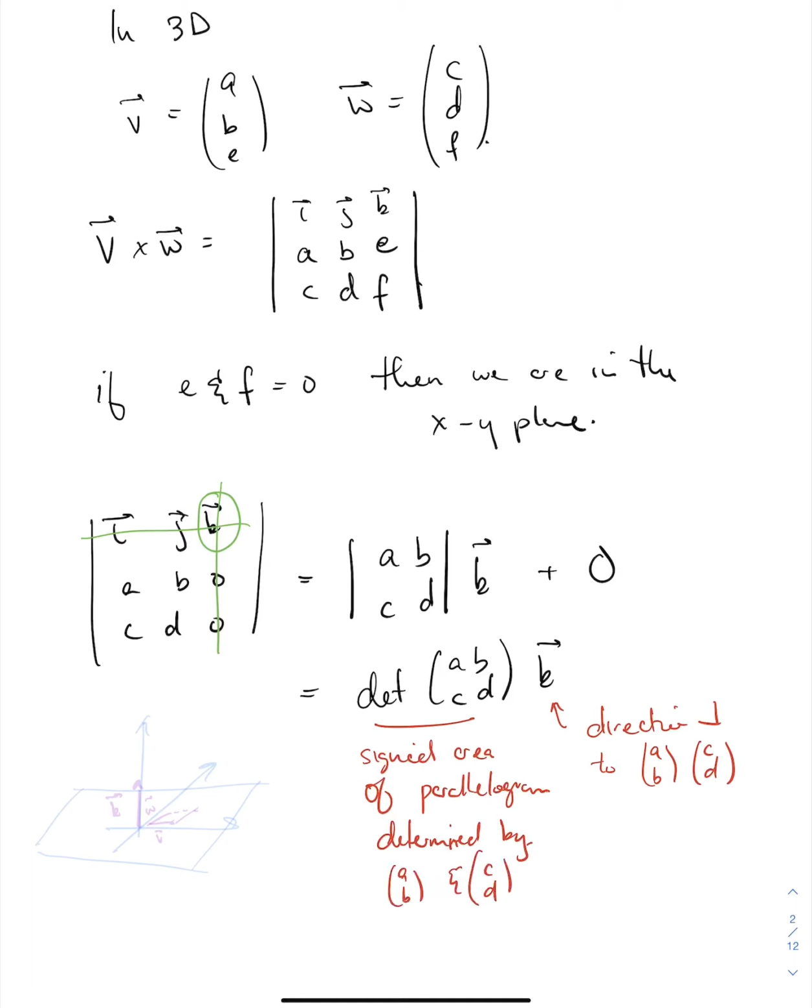To just draw us a little picture, we've got our xy plane, say here are two vectors. They determine some kind of parallelogram. And we've noticed that our vector, our cross product, will go in the direction of k, which is in the z direction.